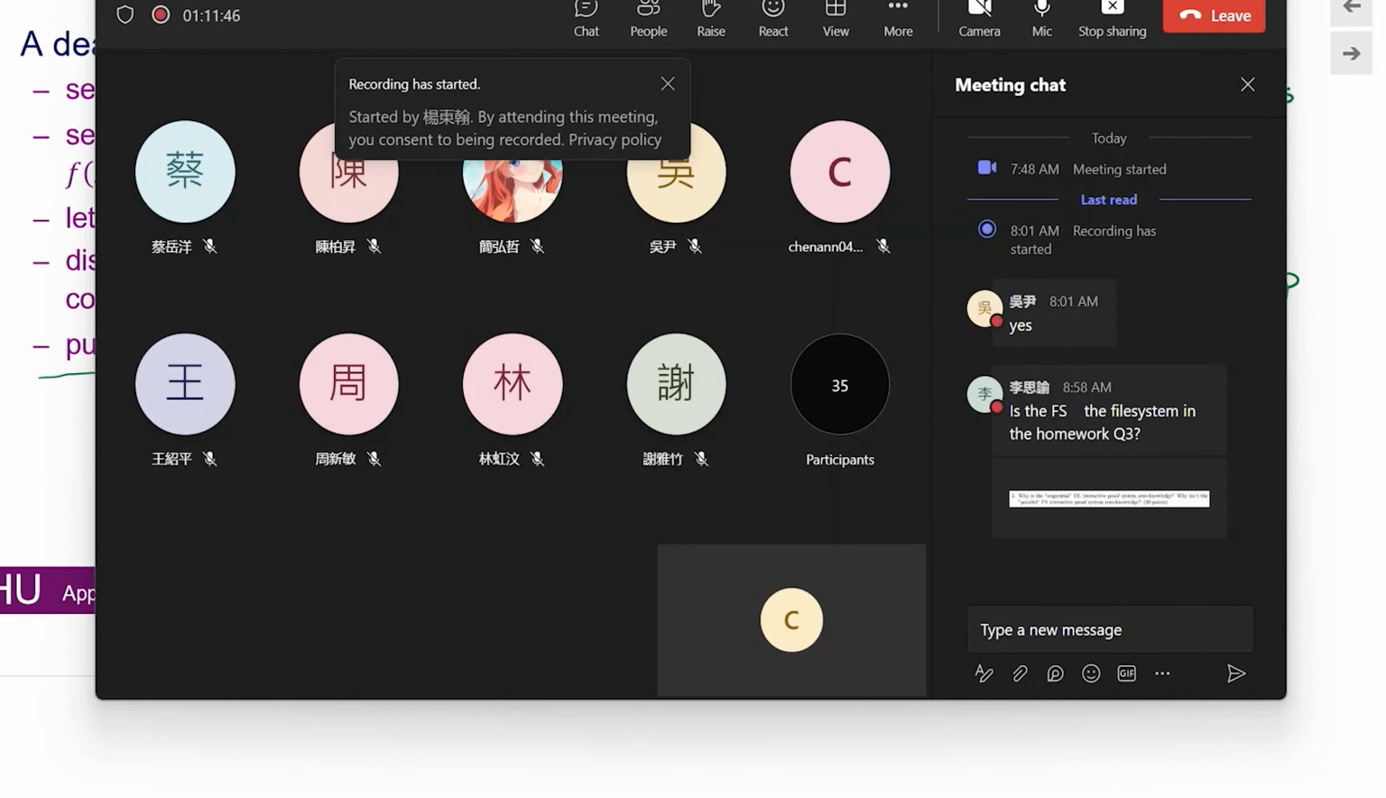I don't quite understand this question. What is file system? The homework uses abbreviations when asking the question. So he's asking what the FS stands for. Oh, okay. I'll check that one and get back to you.